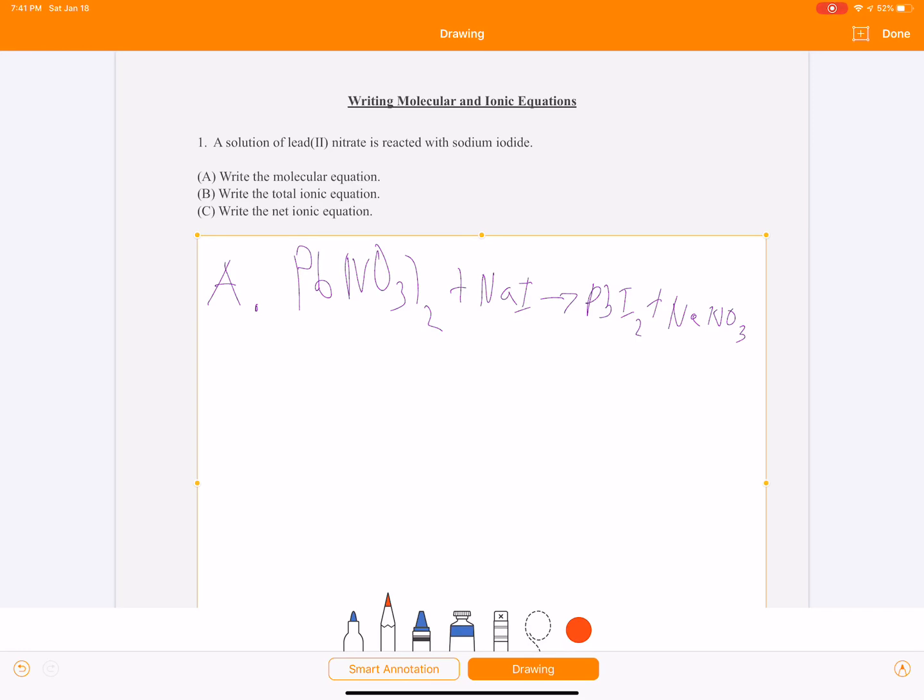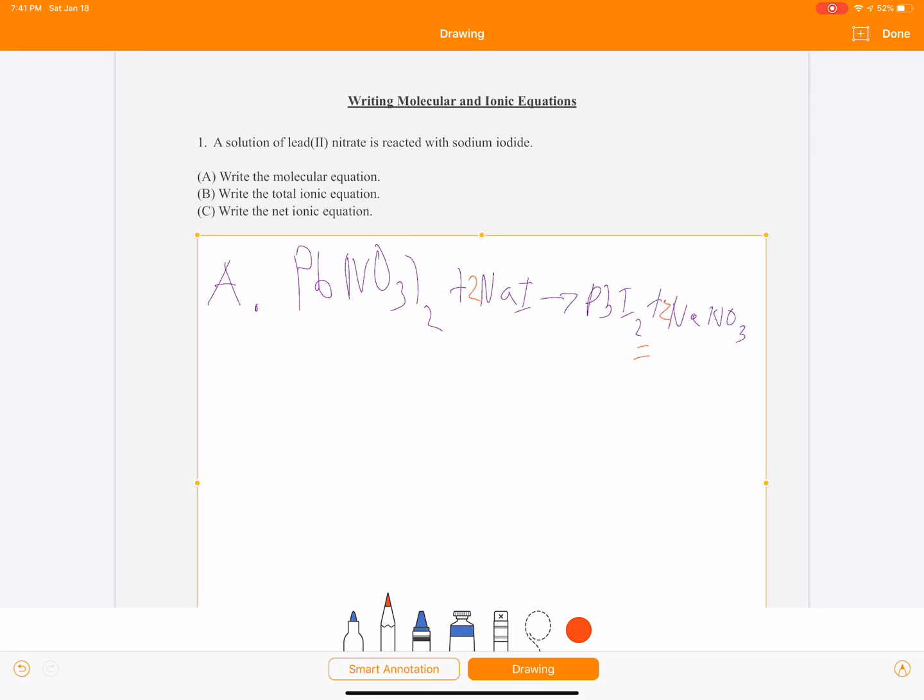We have 2 nitrate on this side, but only 1 on this side. So the only way I can think to balance that is to put a 2 in front of that one and a 2 in front of that one to balance the iodide. So now the sodium's balanced, the nitrate's balanced, and the iodide's balanced.